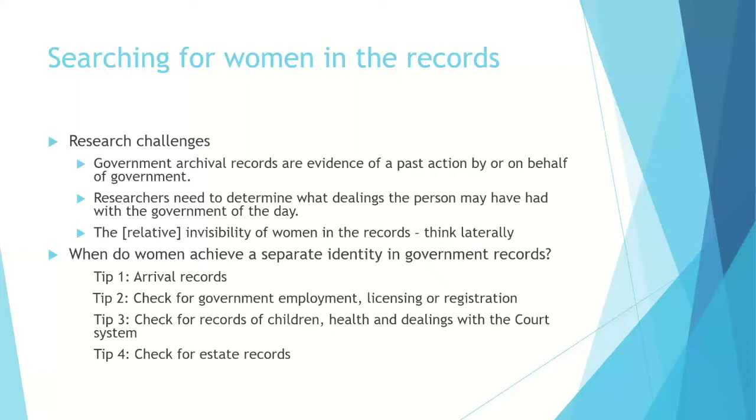So when do women achieve a separate identity in government records? Arrival records are a biggie. Employment or licensing or some sort of business registration, when they have children, when there's health issues, when they might have to deal with the court system. And then, of course, when they pass away, there's also estate records, so deceased estates and probates, intestate records, those sorts of things.